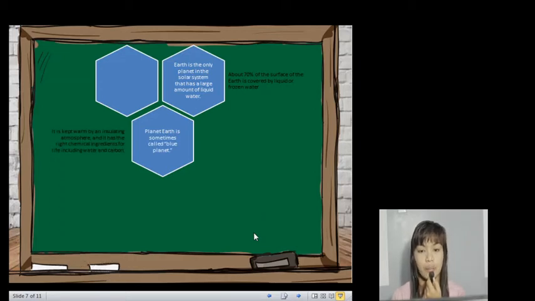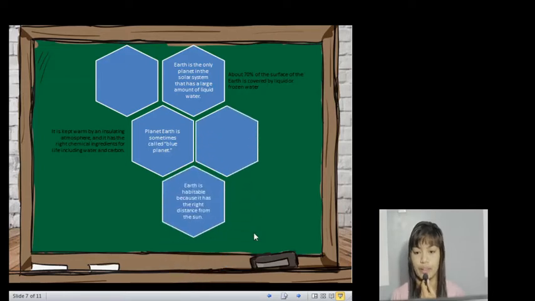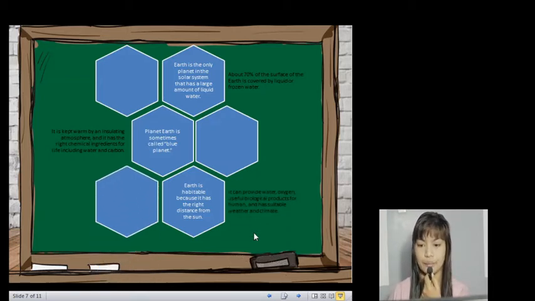Also, it is kept warm by an insulating atmosphere. It has the right chemical ingredients for life, including water and carbon. Earth is habitable because it has the right distance from the sun, not too near and not too far from the sun. And it can provide water, oxygen, useful biological products for humans, and has suitable weather and climate.